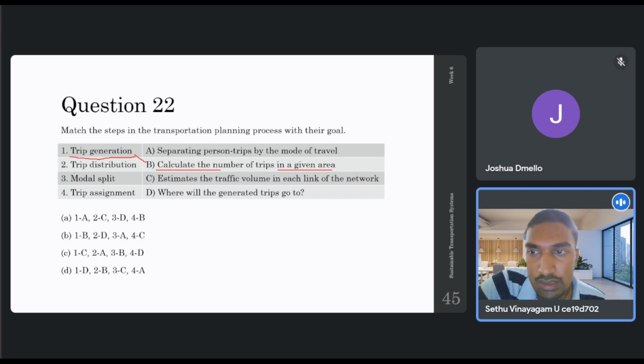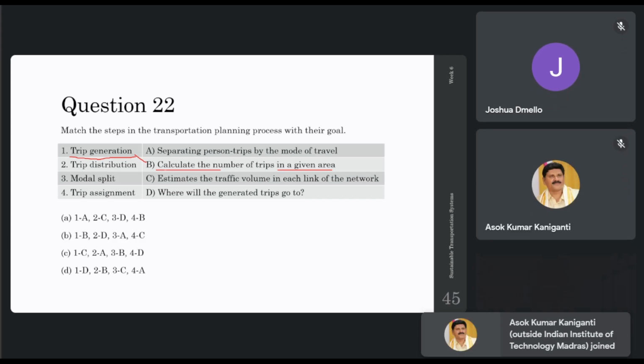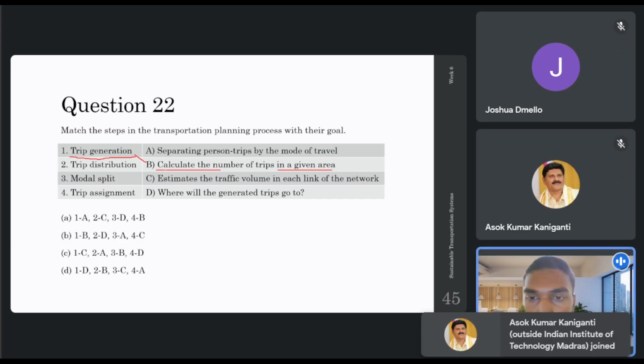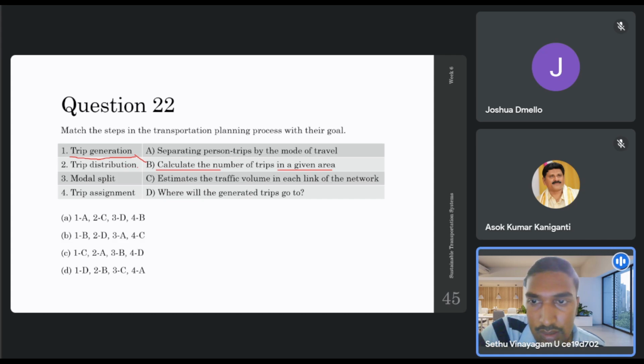The second stage is trip distribution. Once we know how many trips are generated in total from a particular zone, next we want to know where these trips will go to. So out of zone one, if 10 trips are generated, how many will go to zone one, zone two, zone three, and so on? Where will the generated trips go to? That is answered in the trip distribution step. So we know between every pair of zones how many trips will occur.